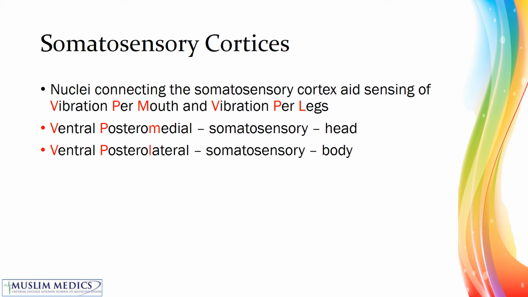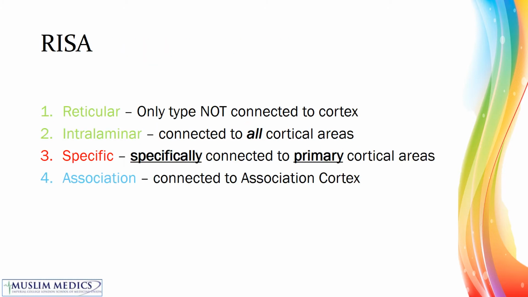For the somatosensory cortices, if you remember, we said we have two of them for the head and the body. For the head, we have the ventral posteromedial, and this can be remembered using vibration per mouth, VPM. And for the body, we have the ventral posterior lateral, and this can be remembered using vibration per legs. Now that we've covered the specific nuclei, we'll move on to the association nuclei.